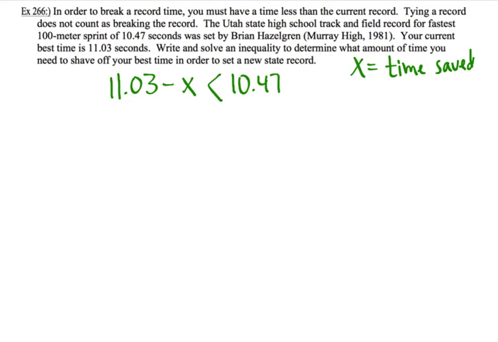Now we can solve this. It does include a tricky little step that we're going to have to sidestep. We need to get the x by itself, so let's subtract 11.03 from both sides. And this gives us negative 0.56.